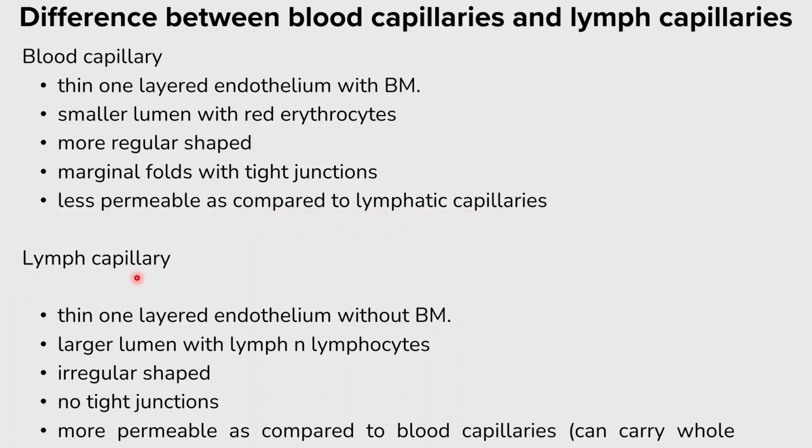On the other hand, lymph capillaries are thin one-layered endothelium without a basement membrane. They do not have one. Blood capillaries have a thin basement membrane, but these ones do not have it at all. They have a larger lumen with lymph and lymphocytes, and it's an irregular lumen, meaning it's a very random shape. They have no tight junctions, and they're more permeable as compared to blood capillaries. They can carry whole cells, and that's how cancer spreads in our body.